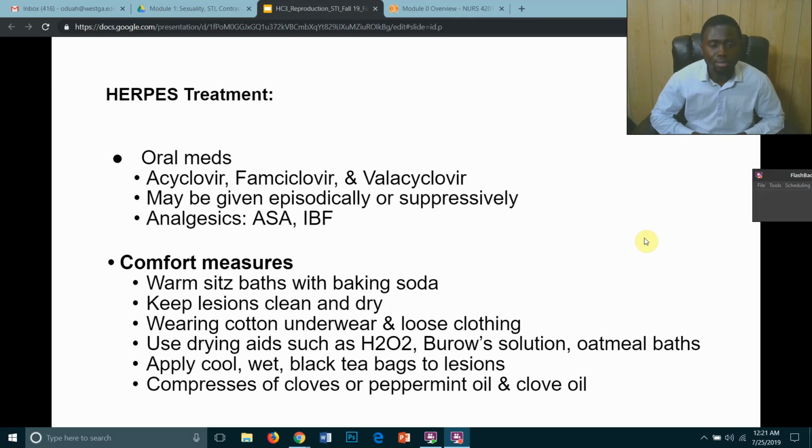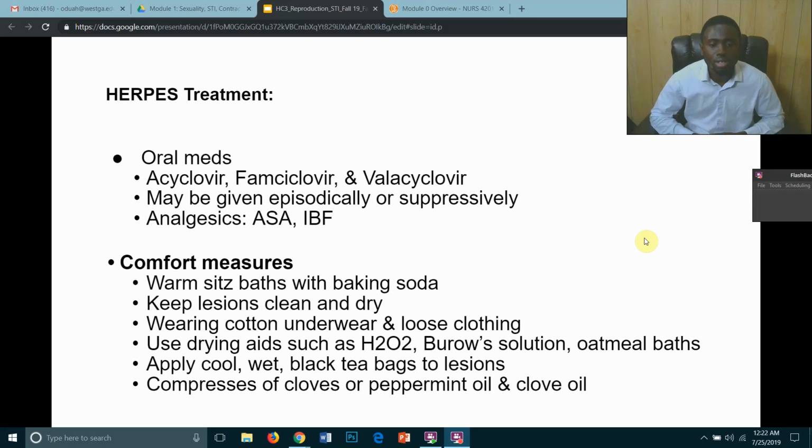Another thing you have to note is to advise the patient to use latex or polyurethane condoms during all sexual exposure. So they should use condoms or barrier protection during any sexual contact to prevent the transmission of this illness.